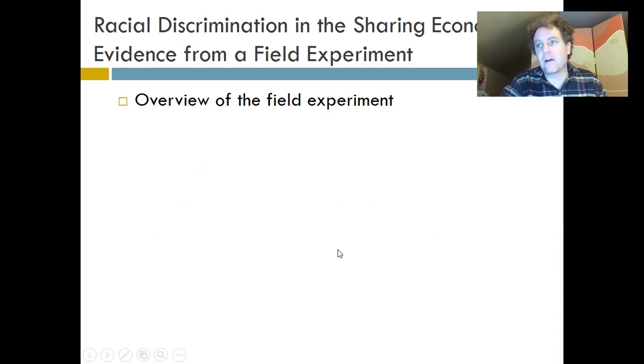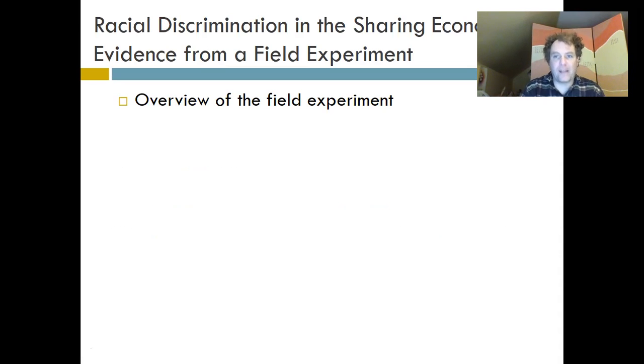So let me basically describe the experiment. What the researchers did is a similar experiment, but with Airbnb. So now it's not about getting a job, but it's about short-term rental housing, or being able to rent a holiday home, right?